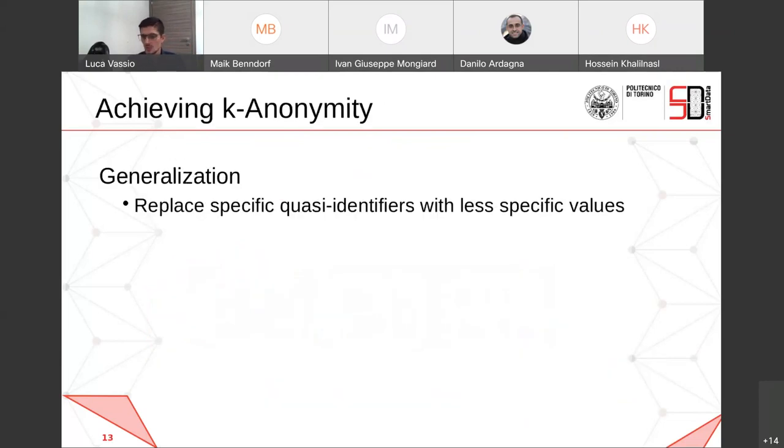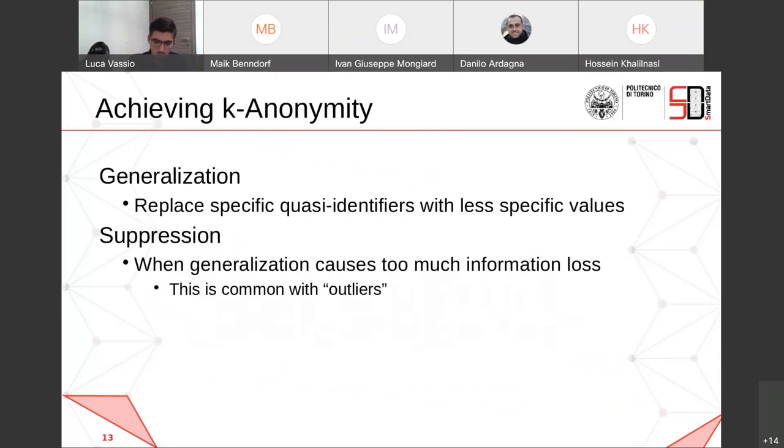So we see generalization. Actually, in some cases, we also have to use suppression. In particular, in some cases, performing a generalization will cause too much information loss. Think about outliers. If you have a distribution, outliers will be really far away, and it doesn't make sense to group them together with very far data points. So usually what you do is remove the outliers, and then divide the rest into subgroups.